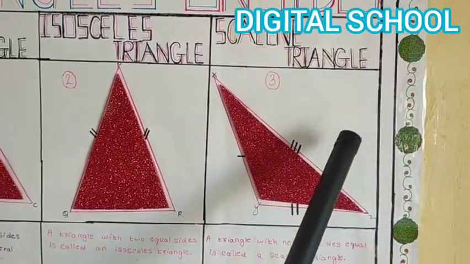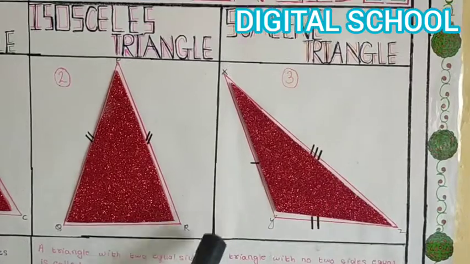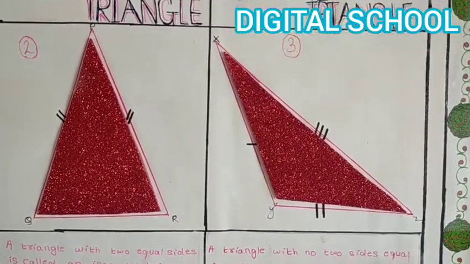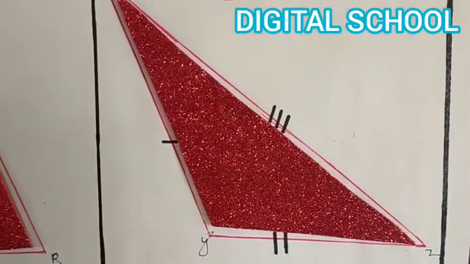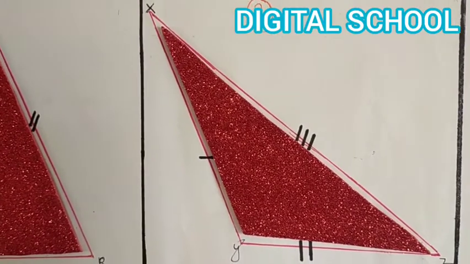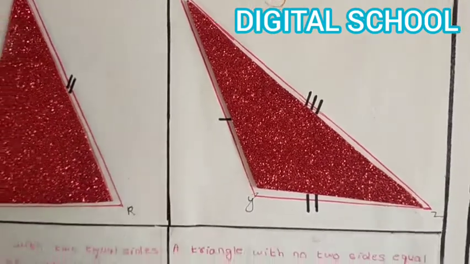Scalene triangle. The definition of scalene triangle. A triangle with no two sides equal is called a scalene triangle. The length of the sides of triangle XYZ are all different.